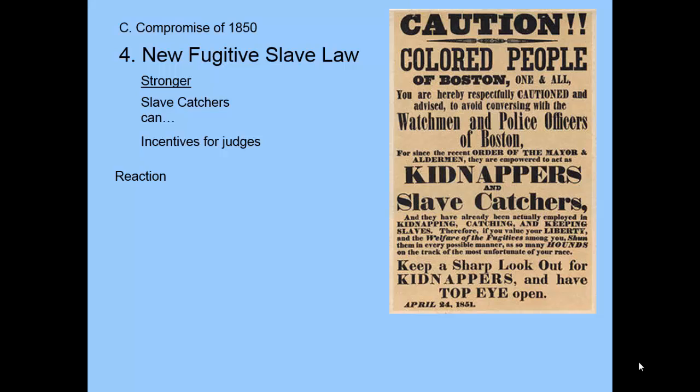Of course, this is a complete flagrant violation of the new, stricter fugitive slave laws, and when the South finds out about this, they get angry. And so the Compromise of 1850 and the fugitive slave law don't really solve all of our problems. We still see sectionalism. We still see the North and the South disagreeing about slavery.